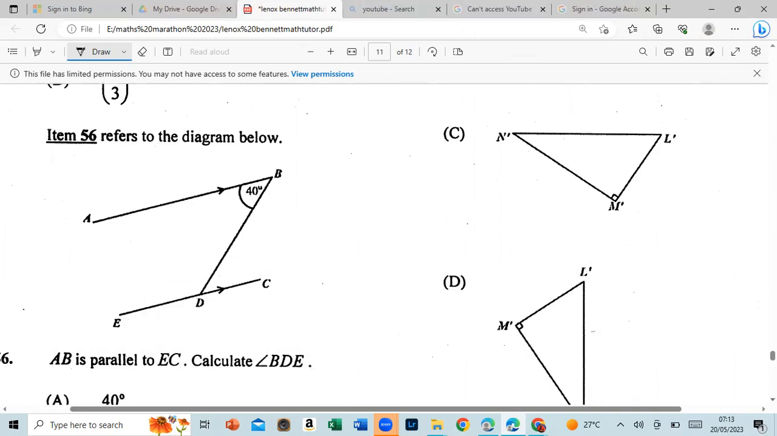Item 56 refers to the following diagram. AB is parallel to EC. Calculate BDE. So that's BDE. And be very careful, guys. Be very careful.